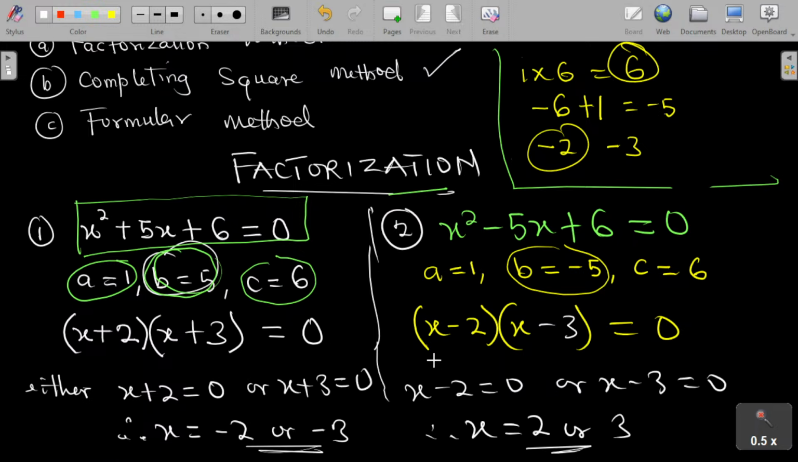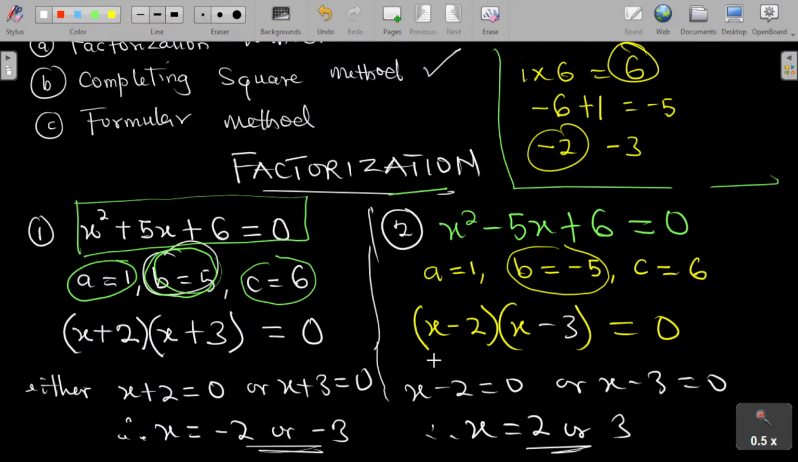Okay, so let me look at some comments. So does this mean we change the sign after solving? Yes, by the time you transfer it to the other side, the sign will change. If it is negative, it will become positive. If it is positive, it will become negative.